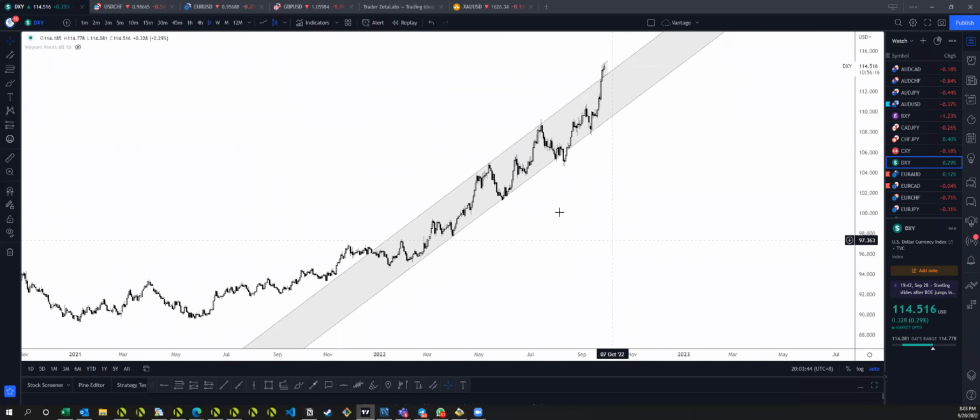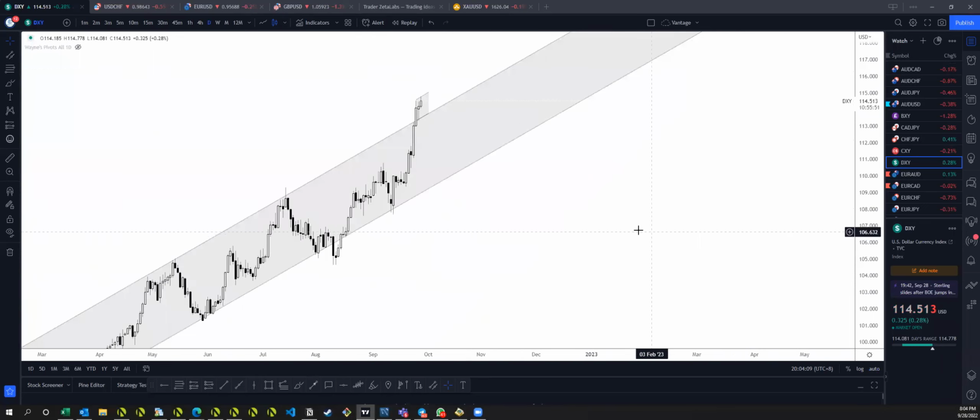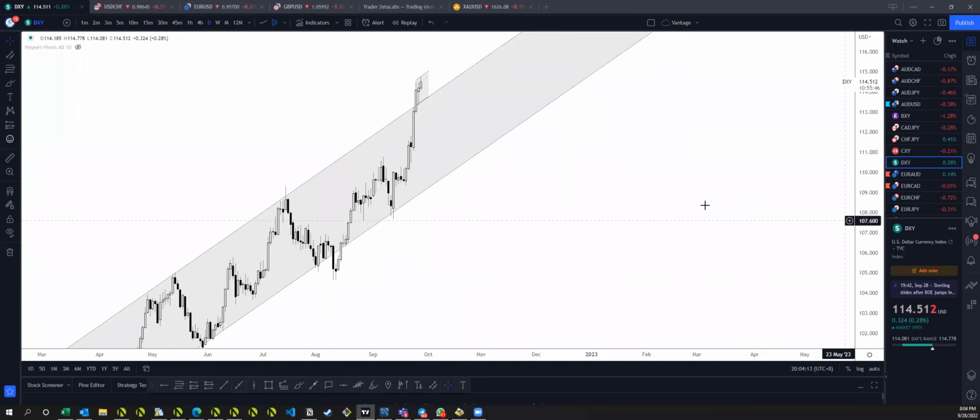Okay, since we have spoken about this before, since the start of the year we have been in this upward channel, leading to the current state of things, which is basically a 20-year high. I think the latest one was at 105.14.778.